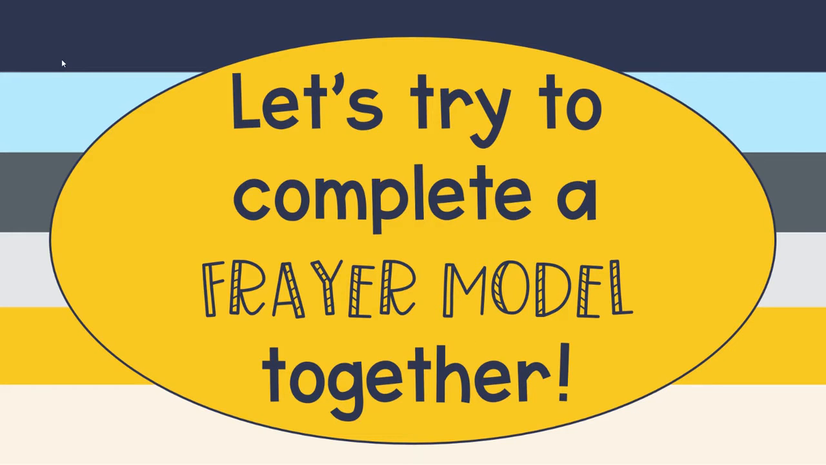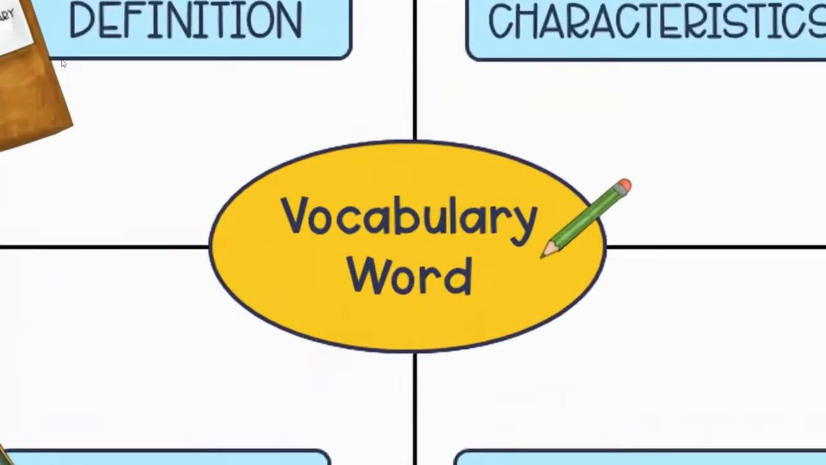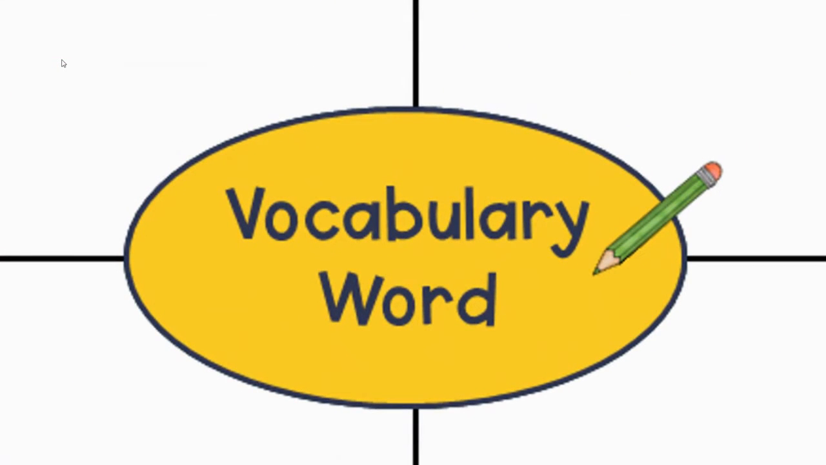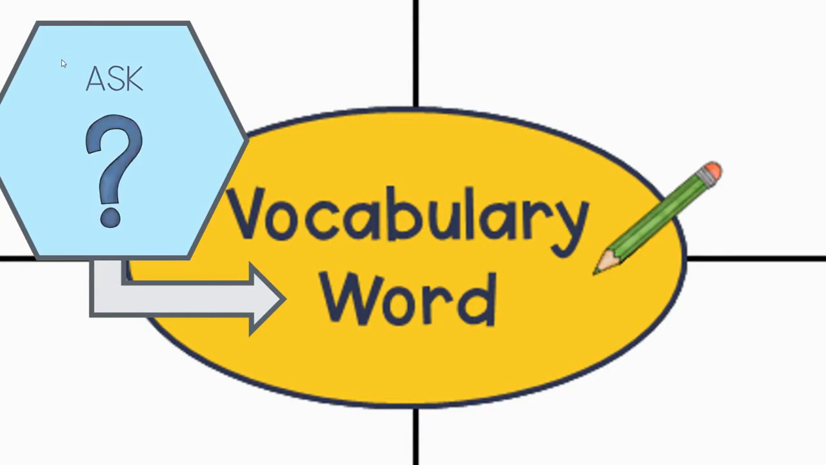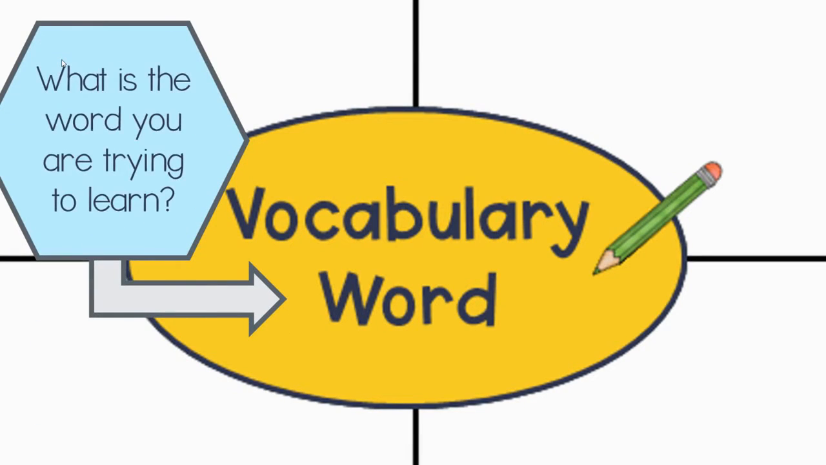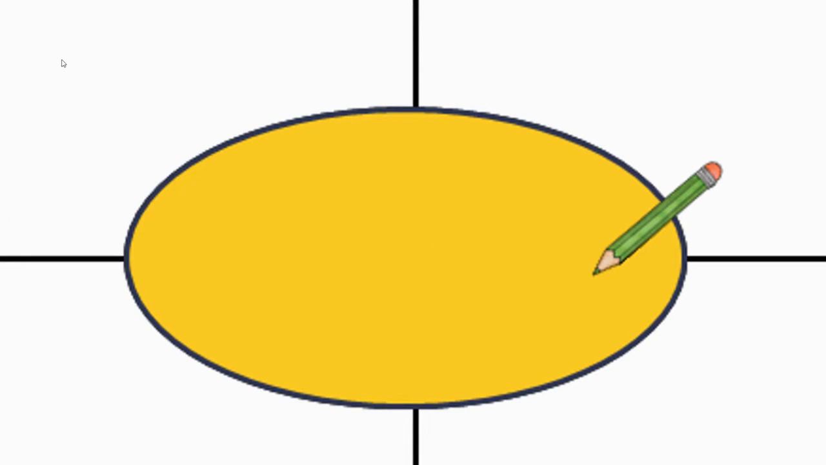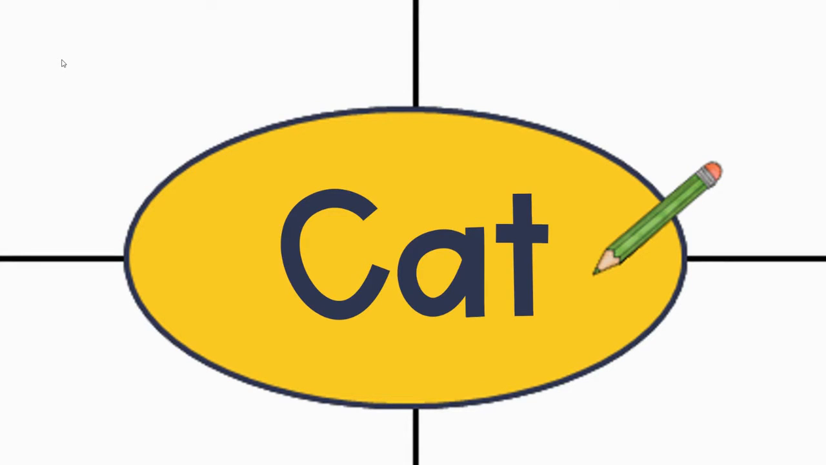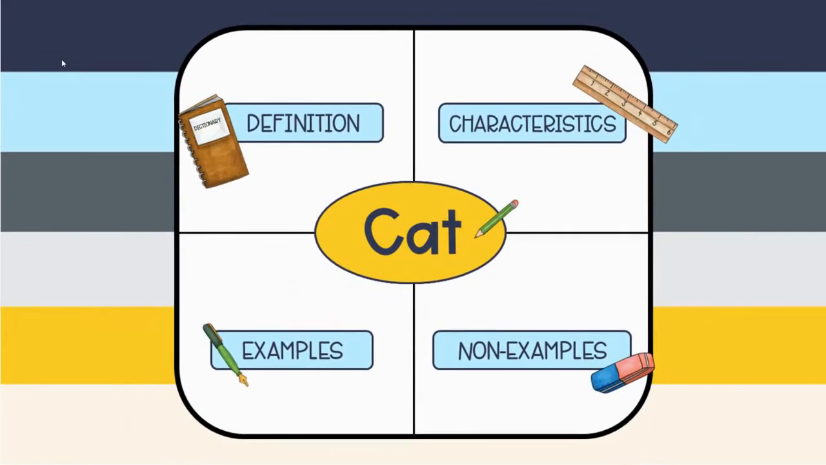Okay, let's try to complete a Frayer model together. This is our Frayer model. We will zoom in to the vocabulary word, and the first thing we do is ask, what is the word you are trying to learn? And we will write that in the center. For this video, the word we are going to practice using the Frayer model with is the word cat. Okay, so let's see how this works with a word that we probably already know.